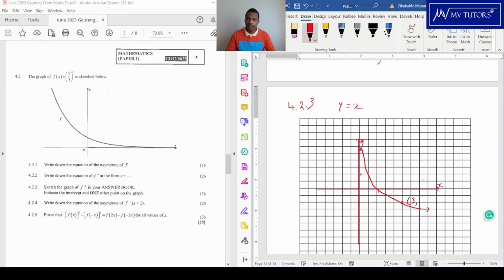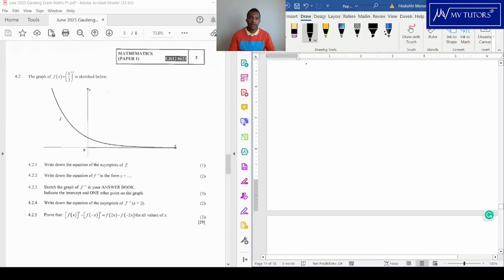3 and -1. There we go. That's it. Okay, let's look at the final question now, which is question 4. Oh, it's not the final question. It's just 4.2.4. Right. Write down the equation of the asymptote of the inverse.